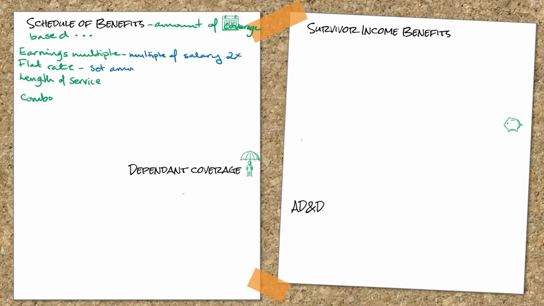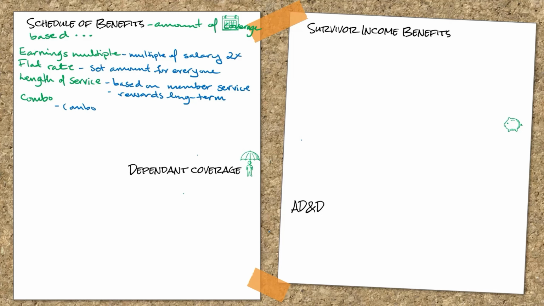The flat rate is always the same for every member. So that base amount, regardless of your position in the company, is always the same. Maybe everybody gets $25,000 no matter what. Length of service is based on how long somebody's been with a company. This is really an incentive for people to stay with the company. It's a reward for long-term employees or long-term members of the plan that they get more because they've been part of the plan for longer.